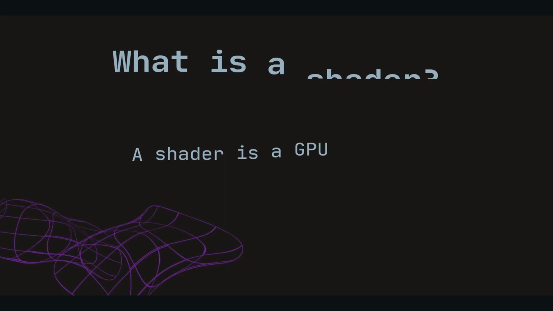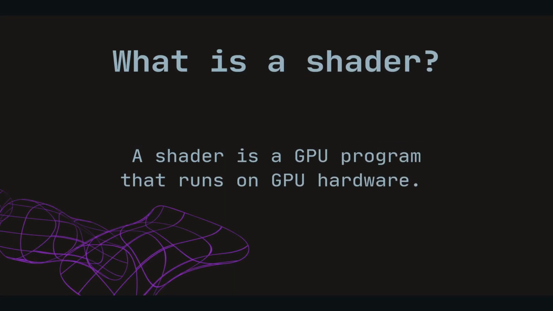All right, so let's get started. What is a shader? Basically, a shader is a GPU program that runs on GPU hardware. That's the basis of what it is. Why is this different than the regular programs we use with our favorite languages? Unlike traditional CPU code, shaders have special constraints that make programming them kind of weird and different from traditional code.